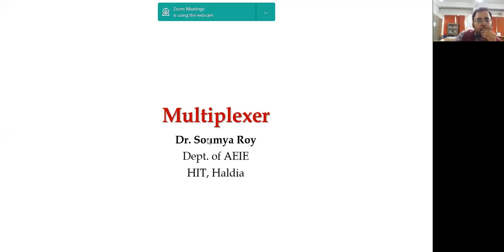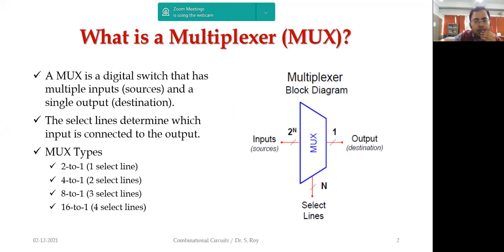Hello viewers. Today in this session, we are going to discuss the multiplexer. We all know the multiplexer is a type of combinational circuit. Before we go to the multiplexer, the first question that comes to our mind is: what is a multiplexer?